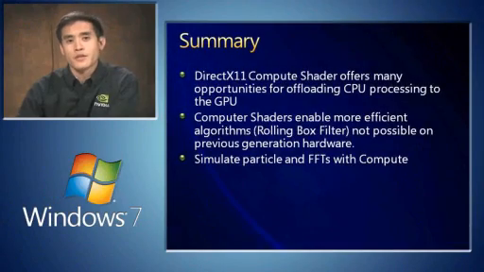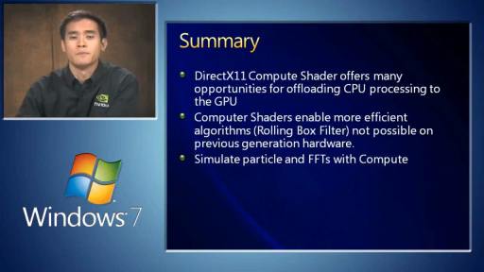In summary, the DirectX 11 compute shader offers many opportunities for offloading the CPU processing onto the GPU. Compute shaders enable more efficient algorithms. For instance, we saw how a rolling box filter, not possible on previous pixel shaders, could be implemented in a compute shader. Finally, we saw an example of how we can simulate particles with FFTs using the compute shader.